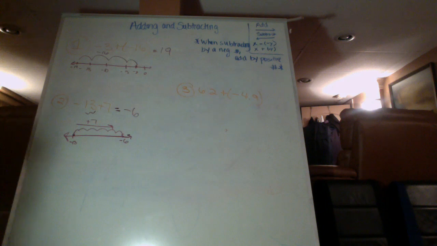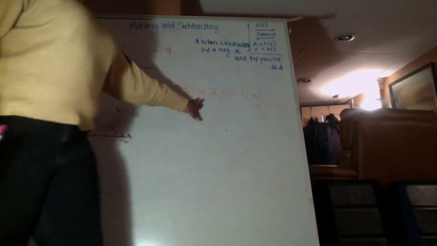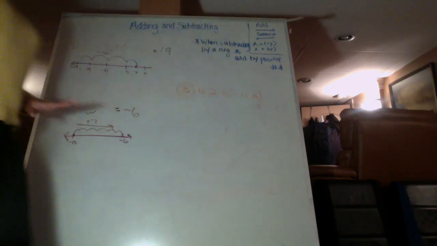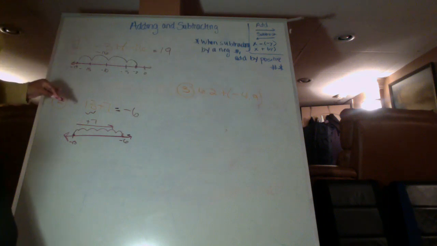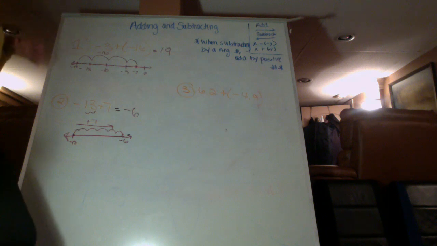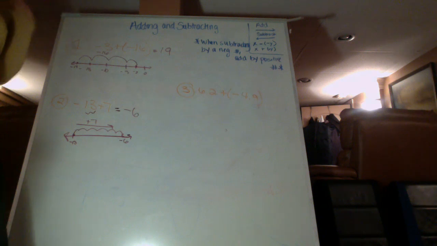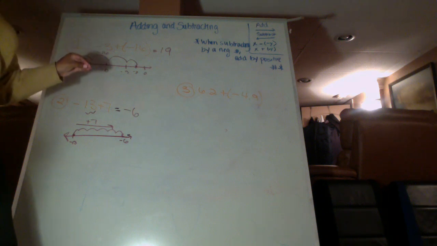And then last but not least, we have 6.2 plus -4.9. So I want you to try that on your own. You can, I guess, use a calculator. That kind of cheats it. I'll just ask you, what sign do you think it is? Do you think it's going to be positive or negative?